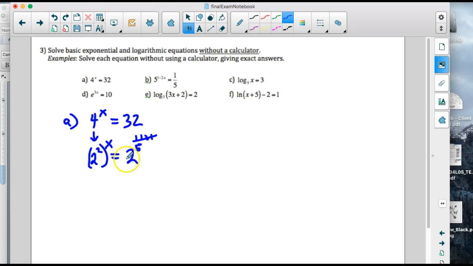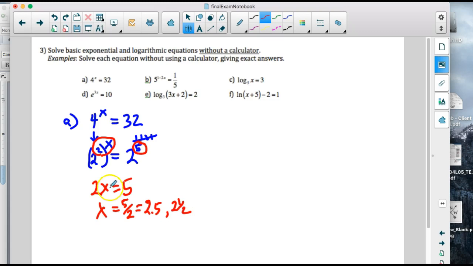Now that we have the same bases, the exponents have to be the same. The exponent here is 2x, and the exponent here is 5. So that's going to be 2x equals 5, because the bases are the same. So x is 5 divided by 2, and it would be fine to leave it as a fraction, or if you want, you can write 2.5. Any one of those answers is correct for part A.